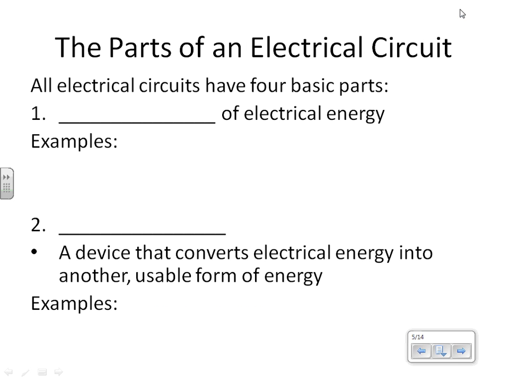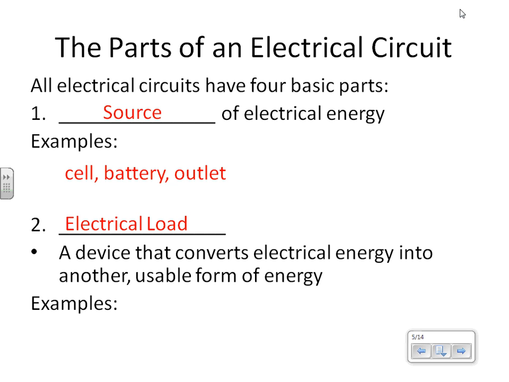All right, so now the parts of an electric circuit. All electrical circuits have four basic parts, so you need to know what these are. The first part is a source of electrical energy. So examples of this are a cell or a battery or an outlet. So there has to be some place where the electricity comes from.